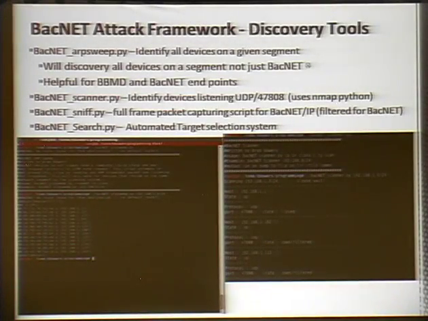The first one is Bacnet ARP sweep, and this one basically just does a discovery. Not only will it tell you Bacnet devices, but it tells you everything that's on the network. Pretty straightforward. The next one is Bacnet Scanner.